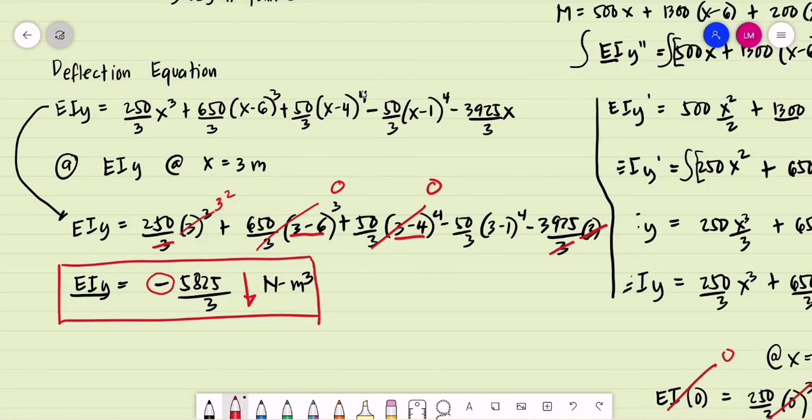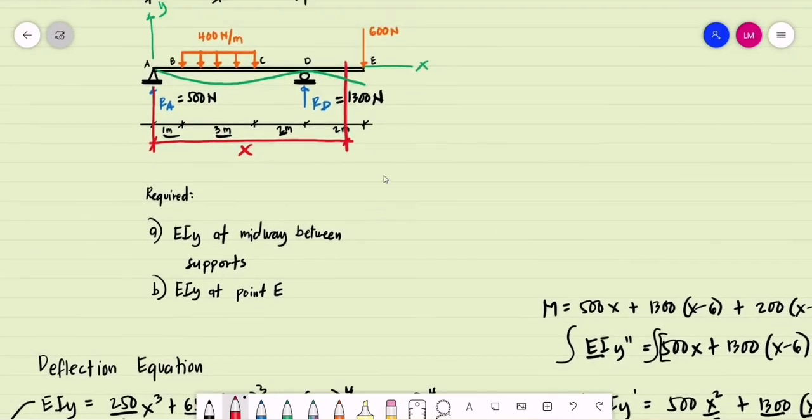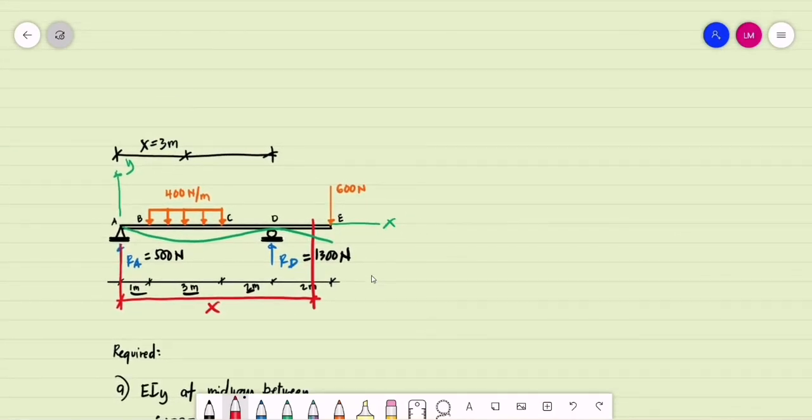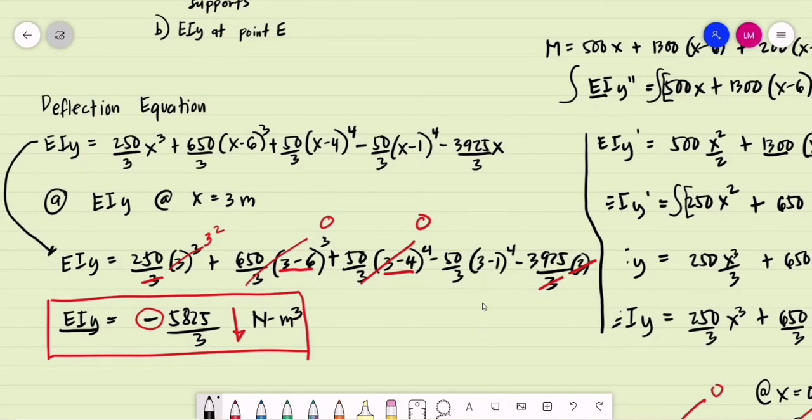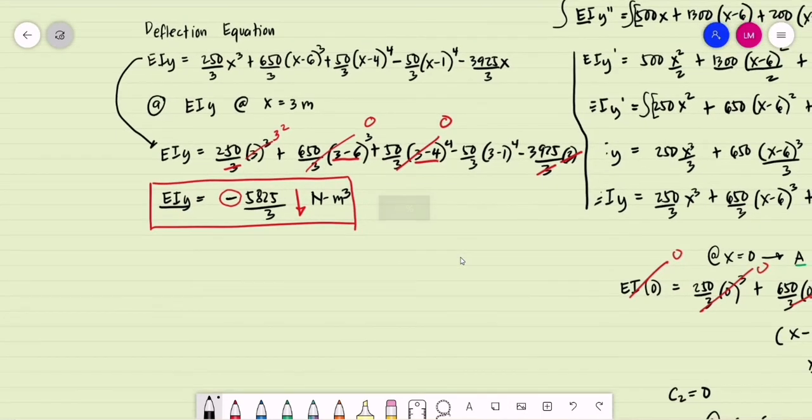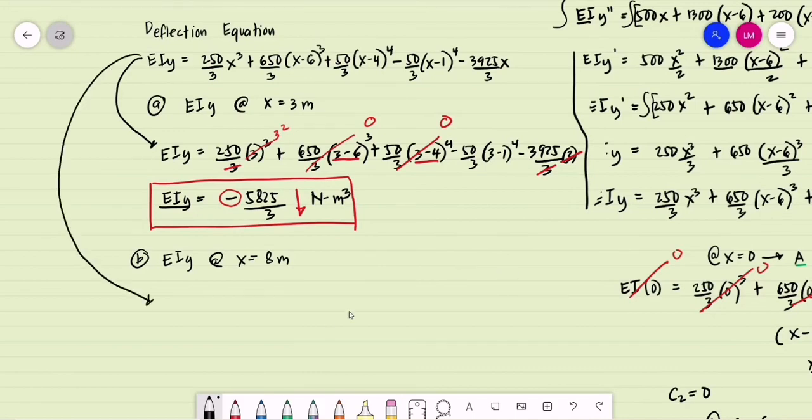Then for letter B, EIY at point E. At point E, that is at a distance of x, that is at the free end of the beam. So we are to consider the value of x equal to 8 meters. So basically for letter B, we are looking for the equivalent of the deflection at x is equal to 8 meters. We have EIY at x is equal to 8 meters. So we are to substitute the value of x in our deflection equation.